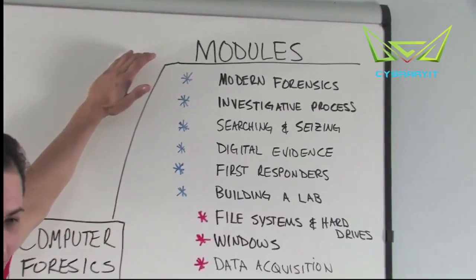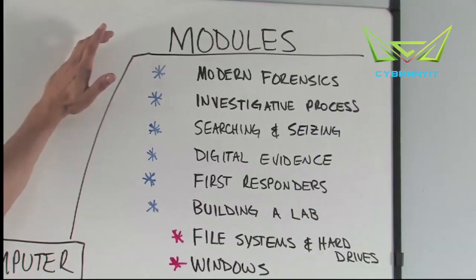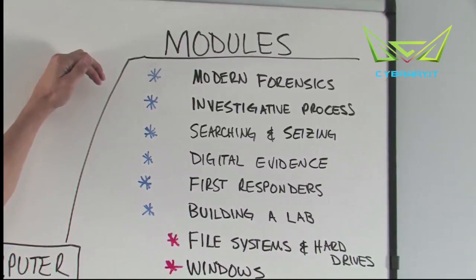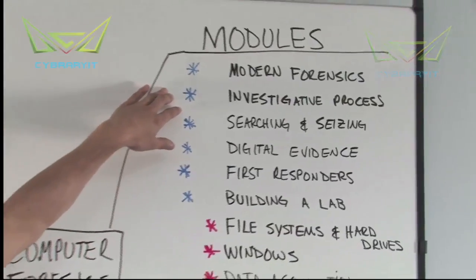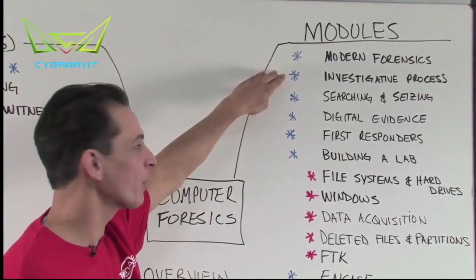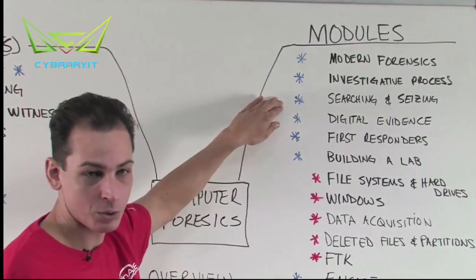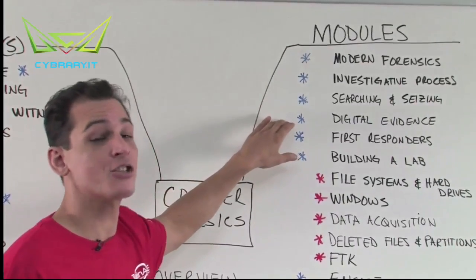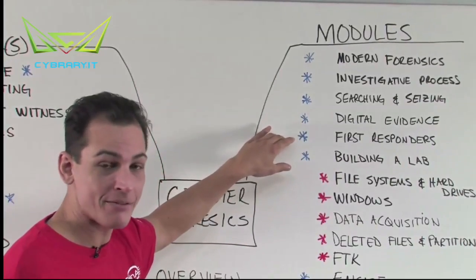You have modern forensics, right? So this is, how did forensics start and how did we actually get to where we are today? Everything from the first fingerprints to realistically all of the modern laws and applications, okay? So next we have the investigative process, a little bit similar to incident handling, but more from the forensic point of view. We have how to search and seize digital evidence, because that's always going to be important, especially if you're prosecuting crimes. You have digital evidence, the definition of digital evidence and what that actually means in today's world. How to be a first responder.